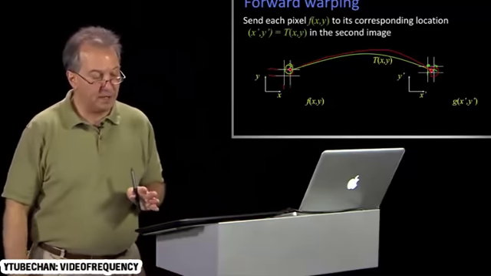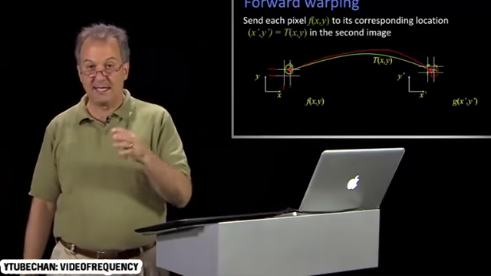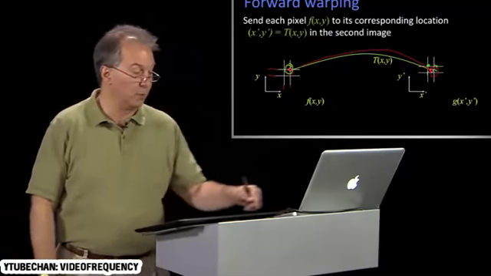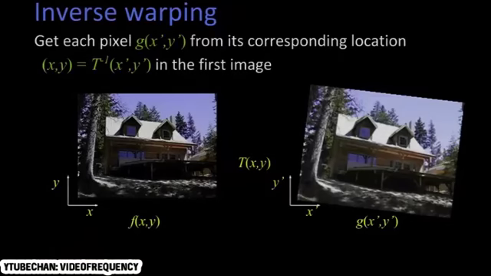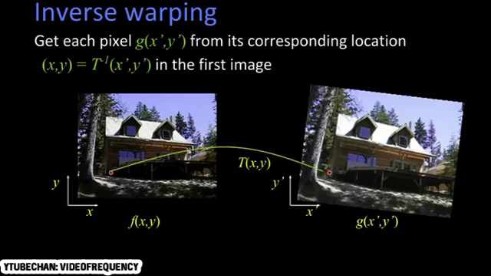And that's sort of an annoying way of doing things, and that's why I said that that was the wrong way of doing warping. The right way is what's known as inverse warping. Given some pixel x prime, y prime in the new place, transform back, figure out where it came from. So now x y is T inverse of x prime, y prime in the first image, right? So I have a pixel on the right, I figure out where it came from in the left.